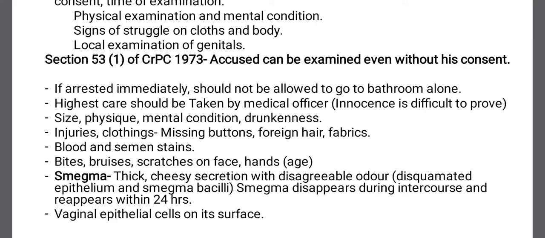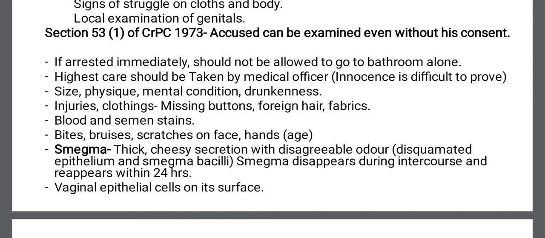If the lady, that girl or woman, is falsely blaming any person, it will be very difficult for medical officer to prove that this person is innocent and he has not performed any such sexual crime or rape. That's why careful examination should be done. So injuries, we should carefully see for the injuries, also for the clothings, like missing buttons, foreign hair, fabrics, means his shirt might have been torn, maybe because of the struggle or resistance offered by the victim. There can be violent struggle between them, so there can be missing buttons from his shirt, because she might have tried to pull that shirt or tear that shirt or cause scratches and try to injure that person.